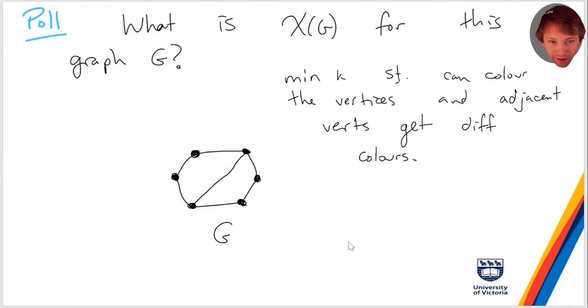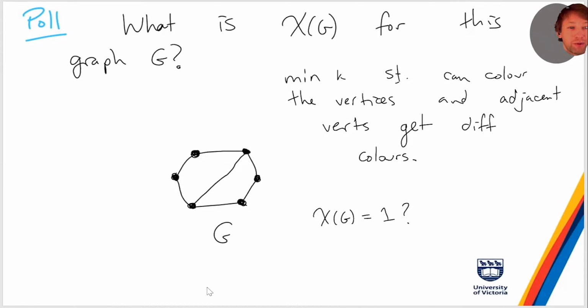There seems to be, so not everyone has voted yet. There seems to be some consensus, or two different answers which are kind of in the lead. Well, I think sometimes it's good to do these things by process of elimination a little bit. So why is the answer not 1? Or sorry, could the chromatic number be 1? And if not, then why not? So anyone want to answer that in the chat?